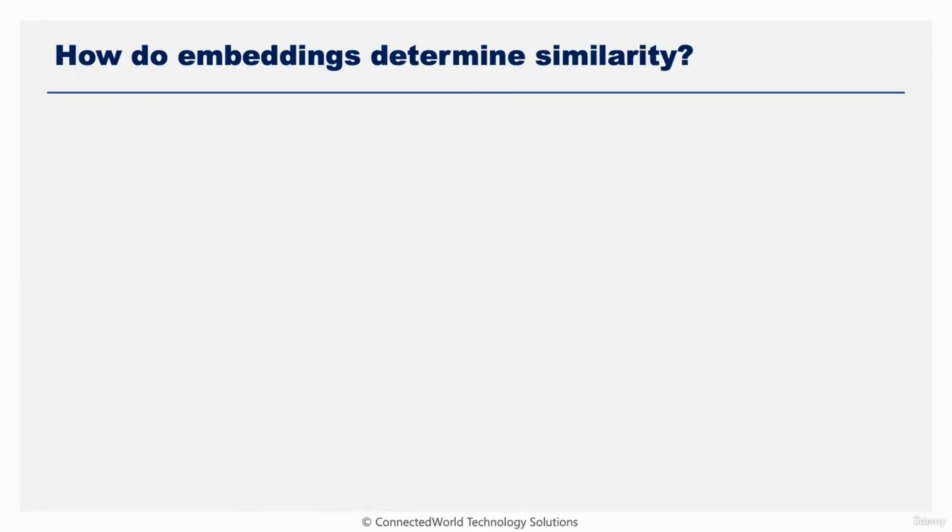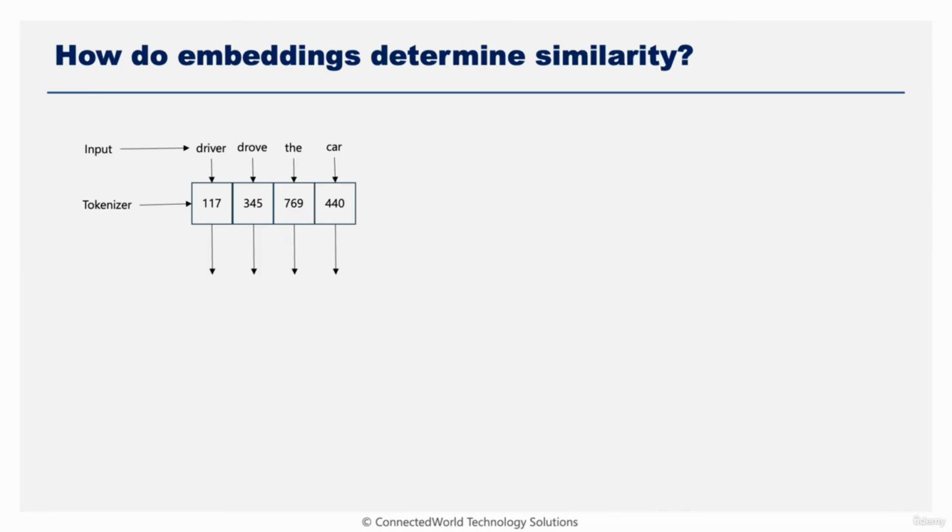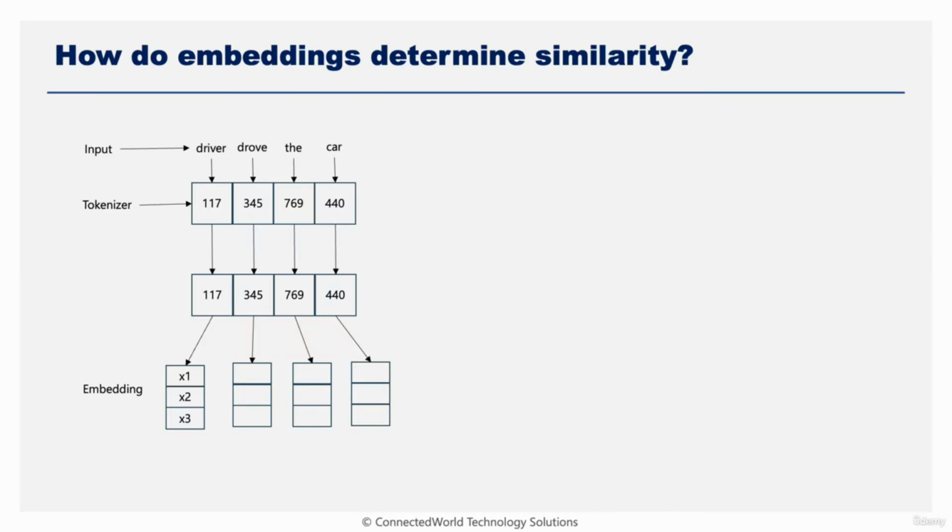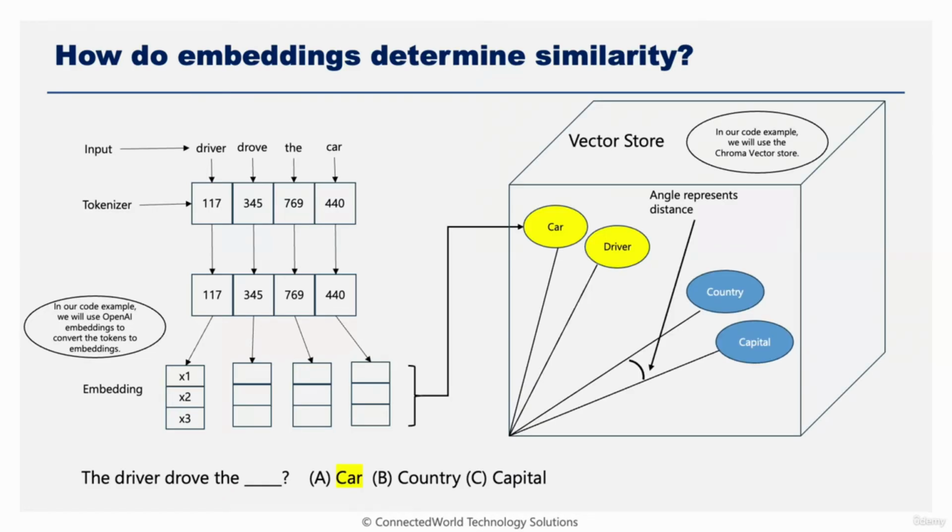Let us take a closer look at what embeddings are and how LLMs use embeddings to determine similarity between words. Shown here is a sentence: the driver drove the car. It consists of 4 words. Now the words are converted to tokens. The tokens are converted to embeddings. Now recall, an embedding is actually a vector in an n-dimensional space. And here we are using 3 dimensions just to illustrate the example.